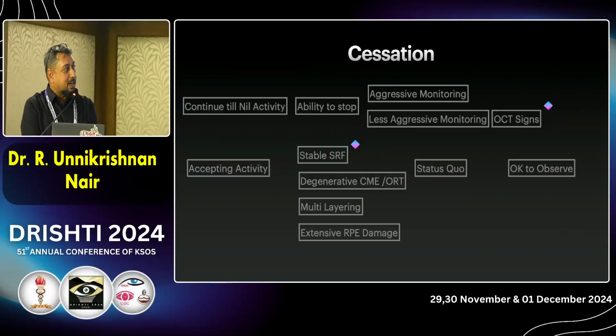So you can either continue till nil activity, which requires aggressive monitoring, or use less aggressive monitoring and look at OCT biomarkers. Or you can also accept activity. Like we said, define stable SRF, which is the most important thing. Accept 200 microns of fluid if it doesn't increase. Or if you see changes like outer retinal tubulations, you don't treat more aggressively. If you see multi-layering, you can decide that it's not that aggressive, and you can watch it provided fluid is not increasing.